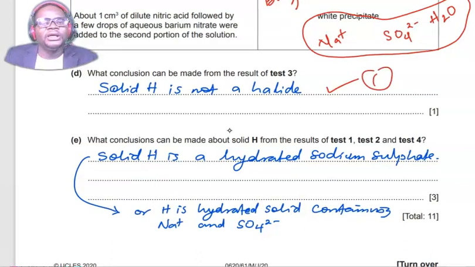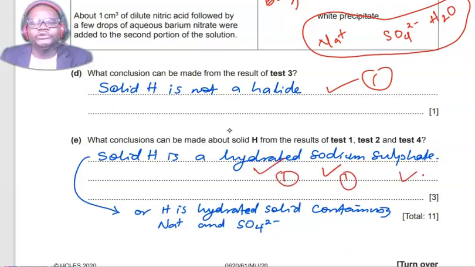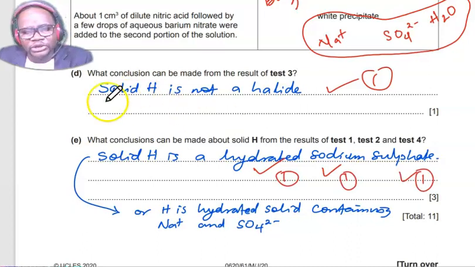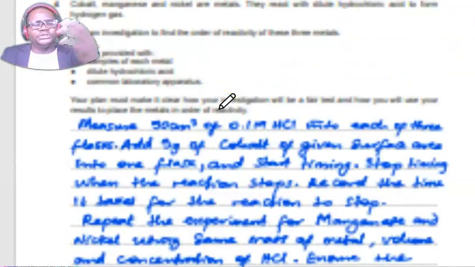We found that out. Now, what conclusion can be made about solid H from the test 1, 2, 3? It is hydrated sodium sulfate. So hydrated sodium sulfate. So you're going to get hydrated sodium, and of course your sulfate there. So get your 3 powerful marks. Okay, very interesting. You see, very interesting.